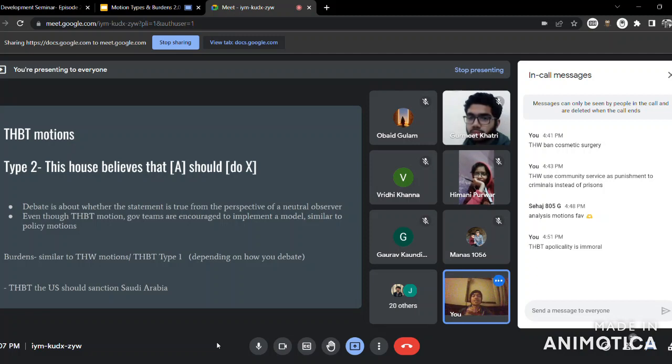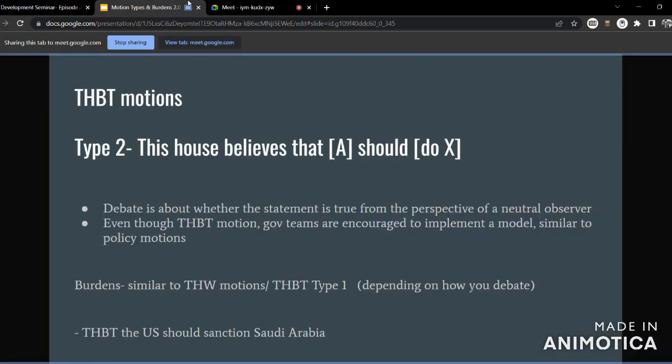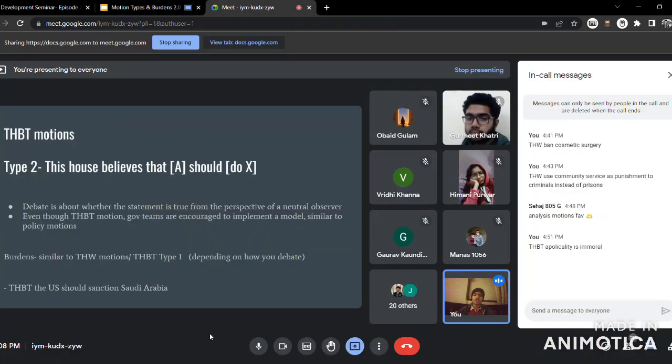The second type of this house believes that motions are of the form this house believes that A should do X. Now, A can be any entity: a person, an individual, a group of people, a social movement, a company, or a country, anything, right? So the example, which is given at the bottom, is: this house believes that the US should sanction Saudi Arabia.